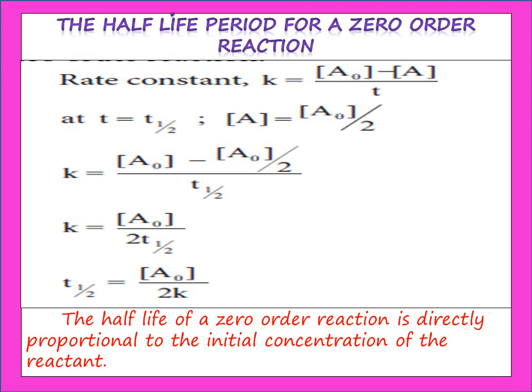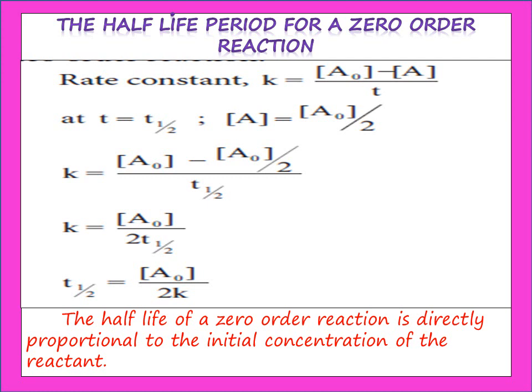When t is t half, the concentration of A will be only A naught by 2, because out of the entire reactant only 50% is reacted. So A naught by 2 will be the concentration of A at time t half. Now substitute in the equation k is equal to (A naught minus A) by t. You have k is equal to A naught minus, in the place of A we substitute A naught by 2, whole divided by t half.